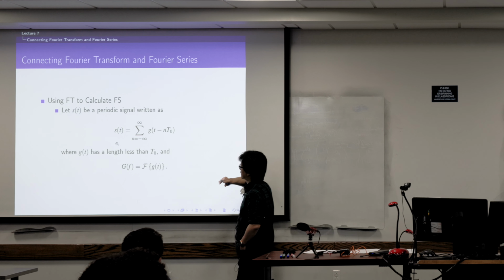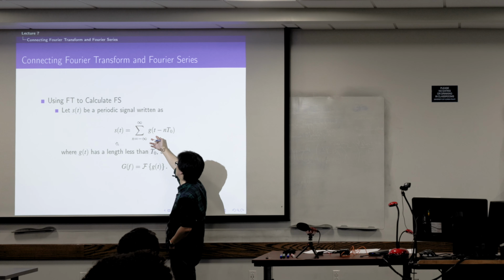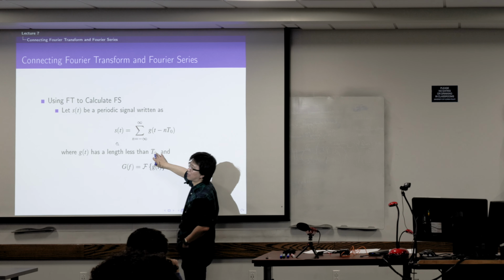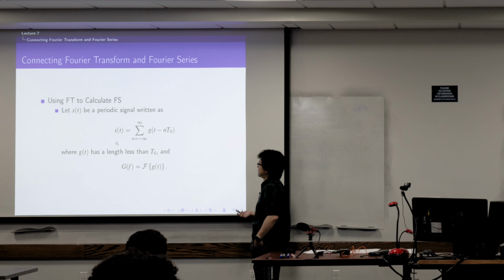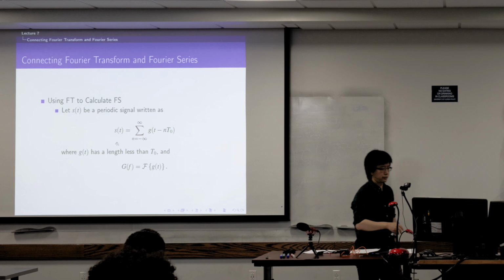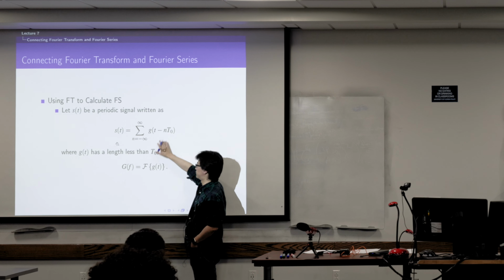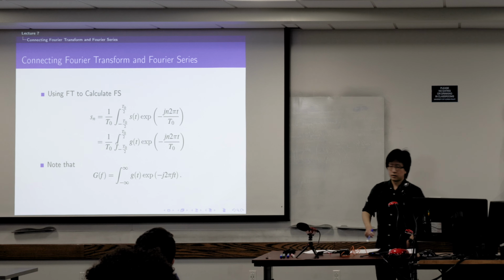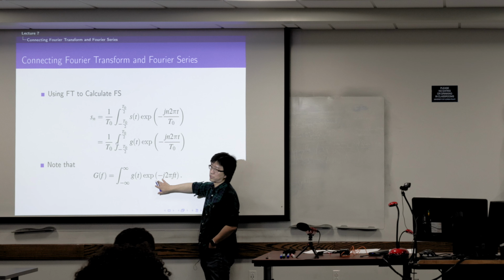If we write a periodic signal in this way, it is basically a repeated signal of g of t. We assume that the length of g of t has to be less than T0, to make it totally separable in the time domain. Then we compute its Fourier transform. If we compute the Fourier transform of only one of them, the center one, g of t, then this would be the Fourier transform.